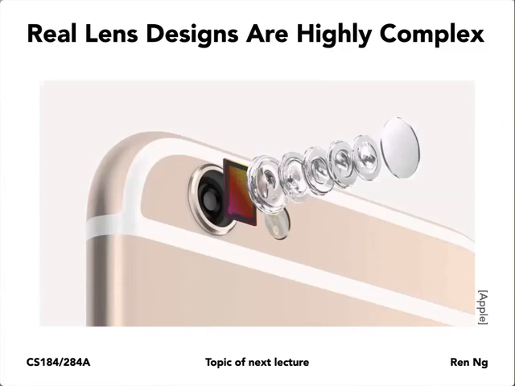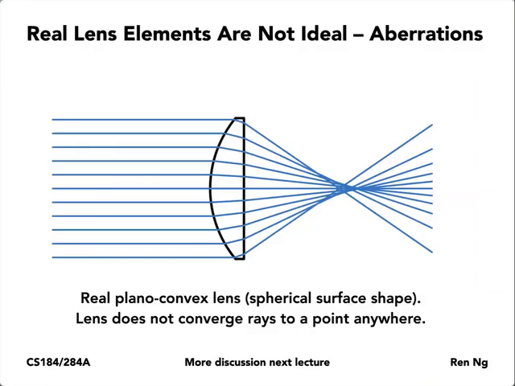I showed a couple of these slides at the end of last lecture. So a couple of key points. Real lens designs are highly complex. There are even smartphones that have 5, 6, 7 pieces of glass inside them very typically these days in order to correct aberrations, as I'll talk more about at the end of today. What's an aberration? An aberration is an undesired non-convergence of rays. One of the most classical ones really is spherical aberration.